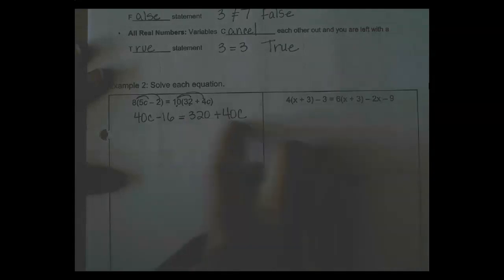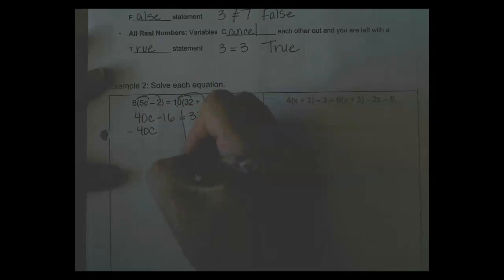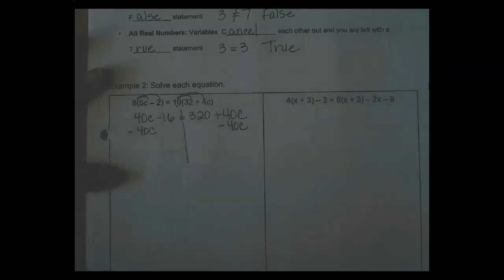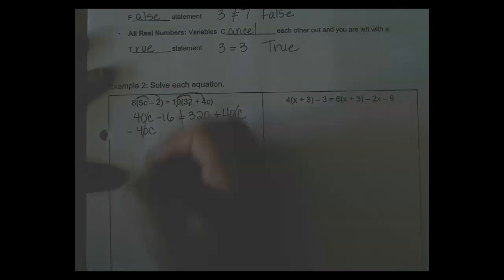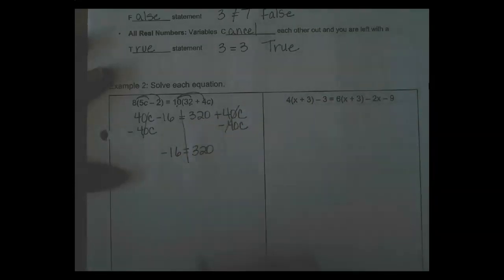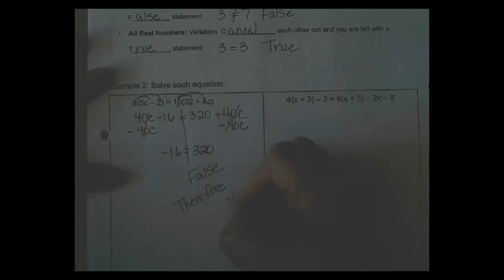Now, you would think, oh, I've got to get these two together. Okay, we're going to subtract 40c from both sides, 40c minus 40c. And again, I just like this to kind of separate the two sides of my equation. This cancels out, and I'm left with a statement that says negative 16 is equal to 320. Is that true or false? That is a false statement. Therefore, this has no solution.